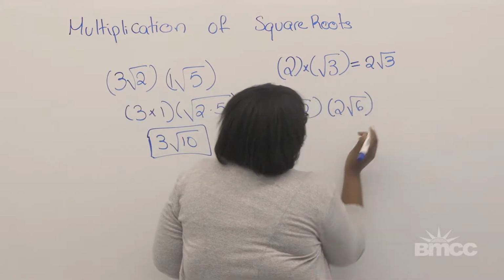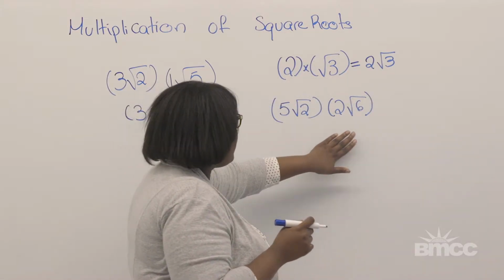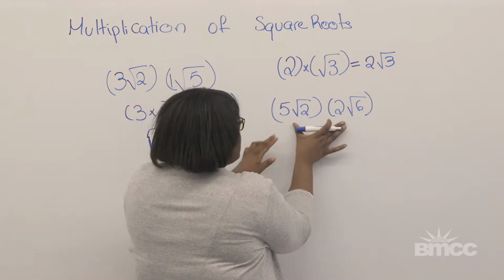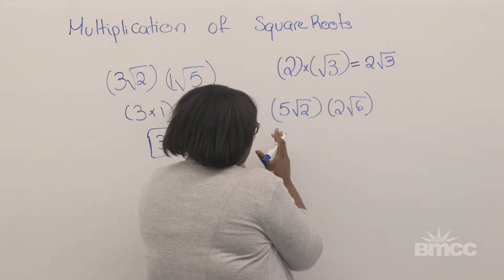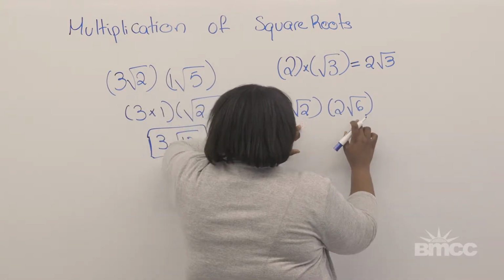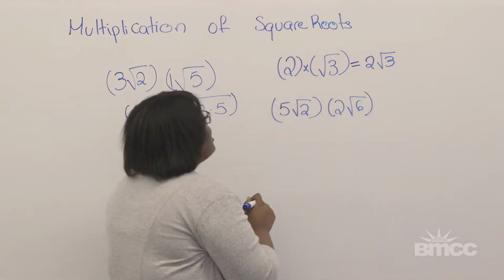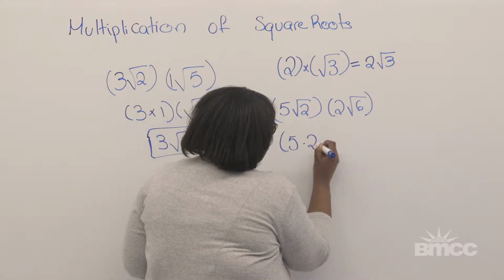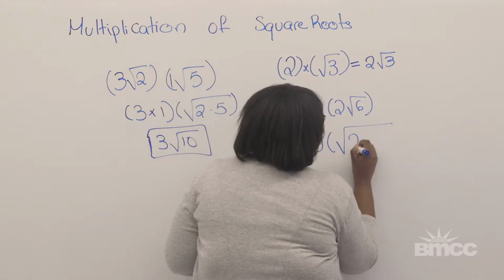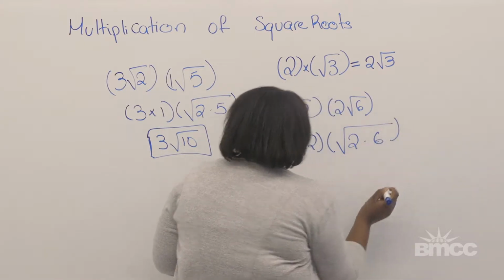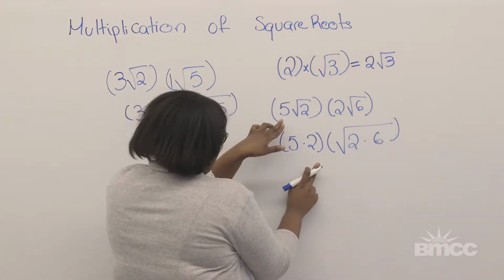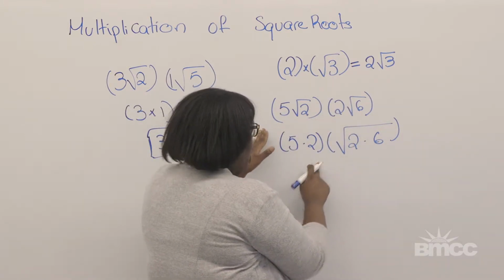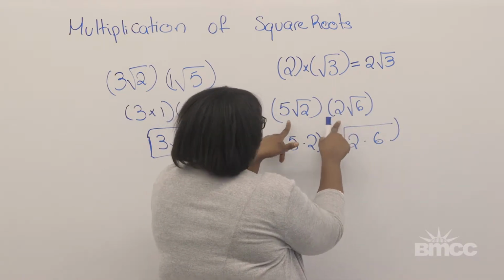Now, the next example would be 5 square root of 2 times 2 times the square root of 6. Now here, again, only multiply numbers that are outside the radical together and numbers that are inside the radical together. So we're going to multiply 5 times 2, and then we're going to multiply 2 times 6. Here we can't multiply 5 times 6. 5 is outside, 6 is underneath, so we cannot multiply them. We only multiply numbers that are outside together.